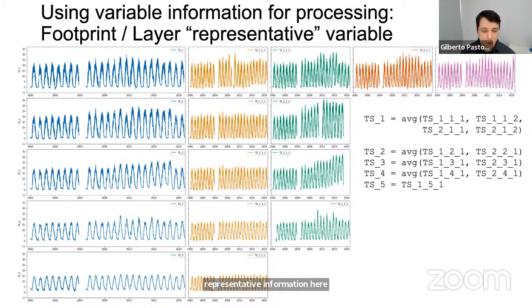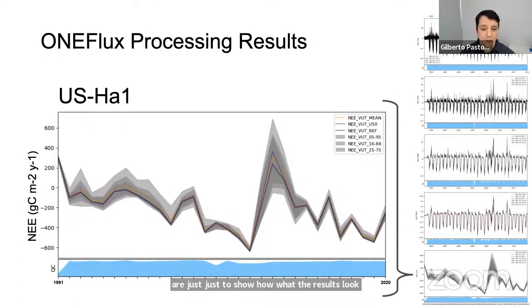And the final 2 slides are just to show what the results look like for some of these sites. And I'm going to name these sites just because there are some interesting points here. This is the longest record that we have for a site. That's the Harvard site that goes from 1991 to 2020. And the plots on the right are the different temporal resolution plots for net ecosystem exchange. And we have the zoomed in version for the yearly variable. So it's really nice to be able to see these very long records for these sites.